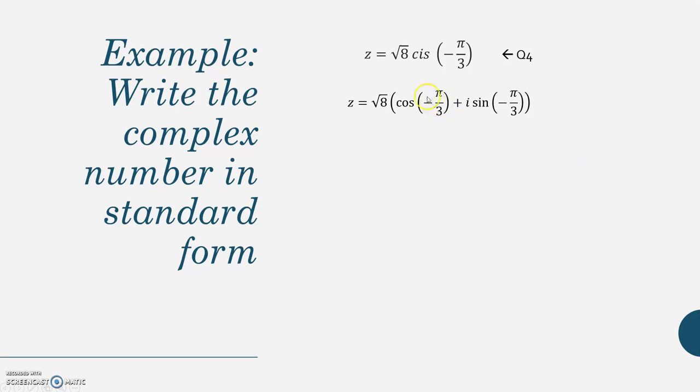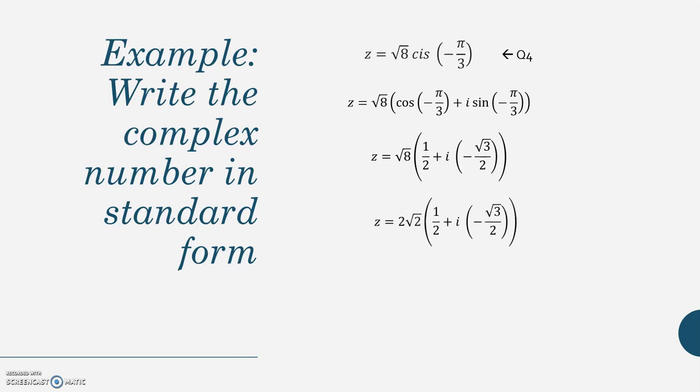So then the next step here would be to evaluate. Cosine of negative pi over 3 is 1/2. Sine of negative pi over 3 is negative square root of 3 over 2. And we know that the square root of 8 can be simplified to 2 square root of 2. And then from there, you're just distributing through and simplifying. So when you distribute through, we end up with square root of 2 minus i square root of 6, which is found in quadrant 4, so we know we're in the right place there. But that's the idea behind it.